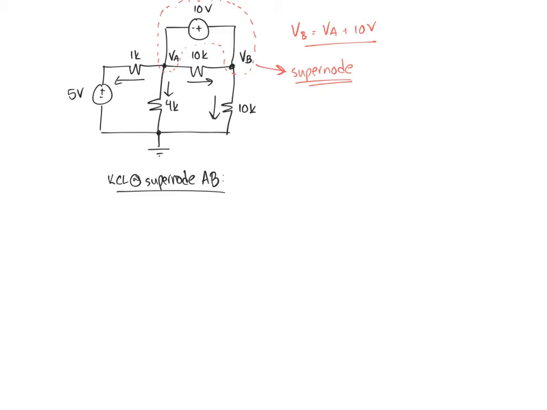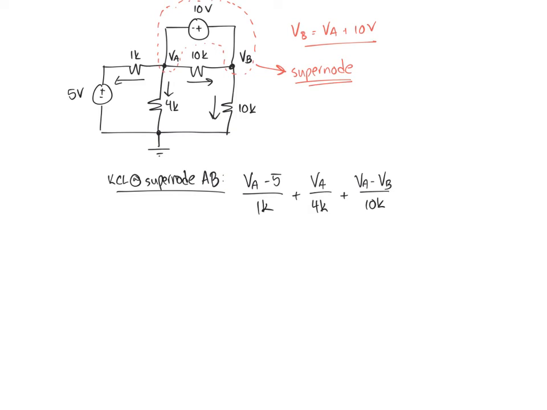So in this case, assuming the currents drawn on the chart as follows, first, the current through the 1K ohm resistor will be given as voltage VA minus 5 over 1K, just as in the previous example. The current through the 4K ohm resistor is VA minus 0 over 4K. And the current through the 10K ohm resistor is VA minus VB over 10K.